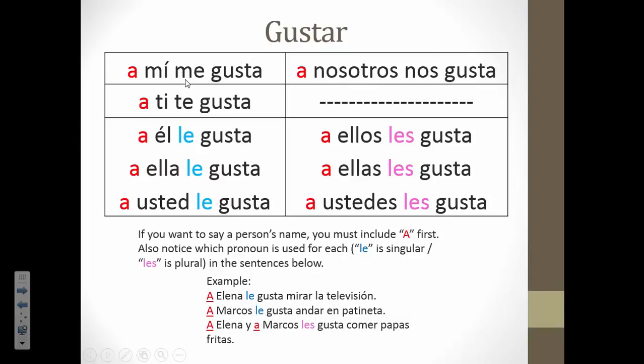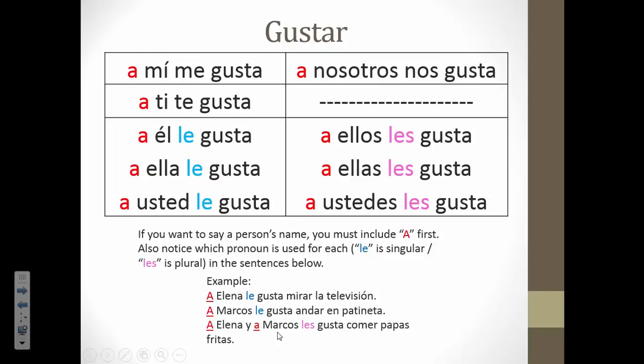So, me always has to be included. Te always has to be included. Le has to be there. Nos and les, depending on who likes to do the activity. Okay? So here's another example with a boy. A Marcos le gusta andar en patineta. Marcos likes to ride a skateboard. Notice we used le after his name, but we also used a before it.